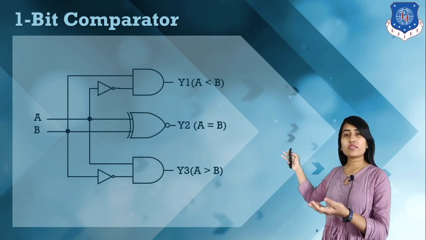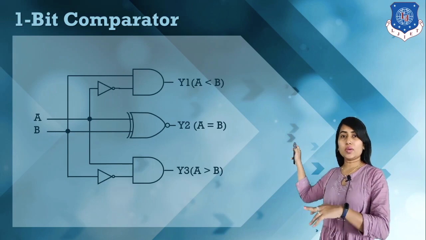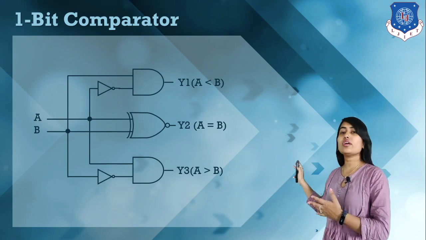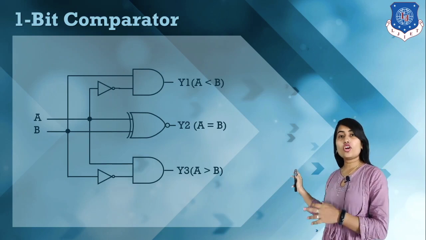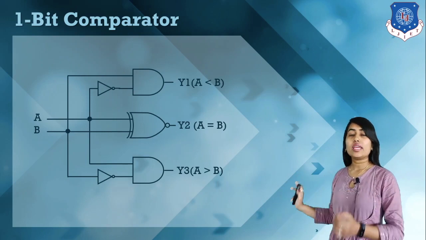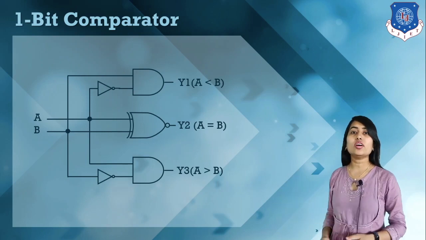Here we have an AND gate, so A' B for y1. Then for y2 we use an XNOR gate, so here we have A XNOR B. And here we have the AND operation between A and B'. Okay, so this is our 1-bit comparator.